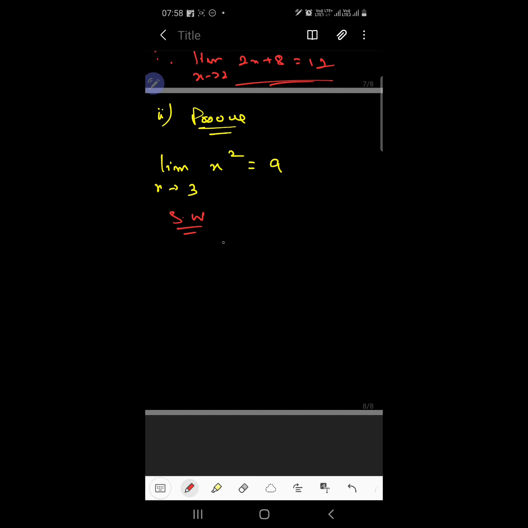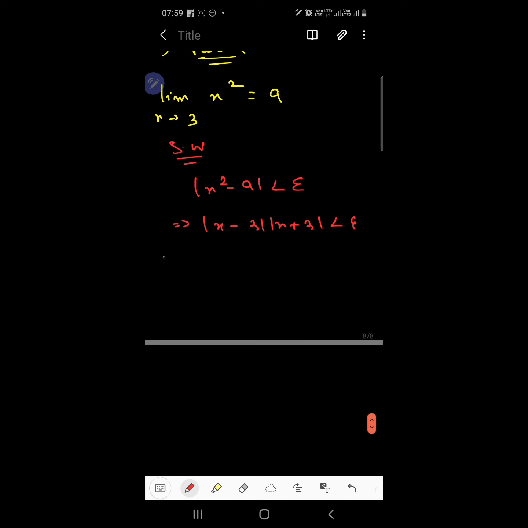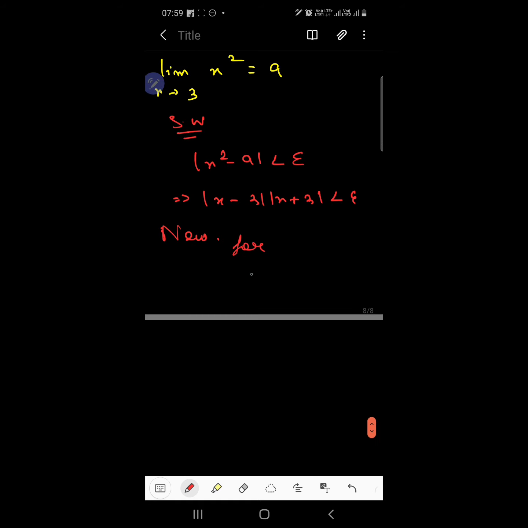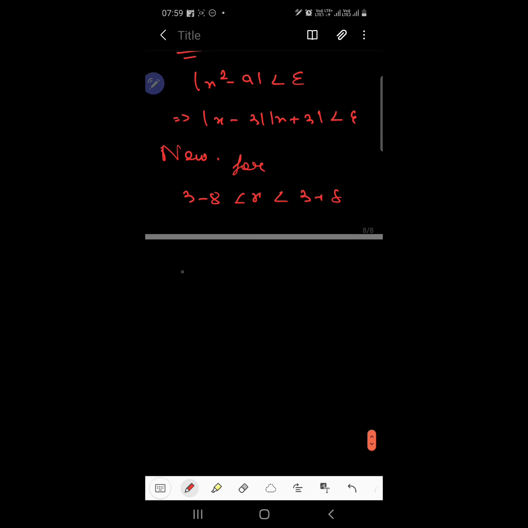Scratch work: mod of x square minus 9 less than epsilon, that implies mod of x minus 3 times x plus 3 less than epsilon. Now for x in between 3 minus delta and 3 plus delta, the max value of x can be 4. Max value of x can be 4.